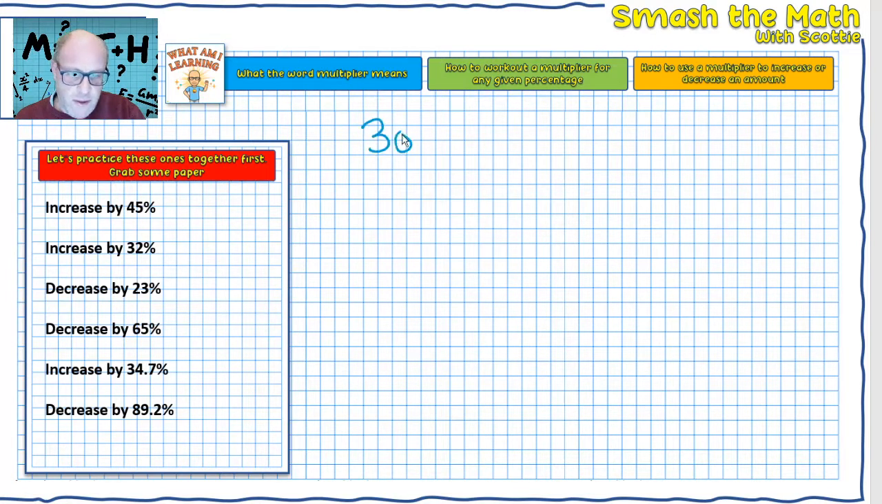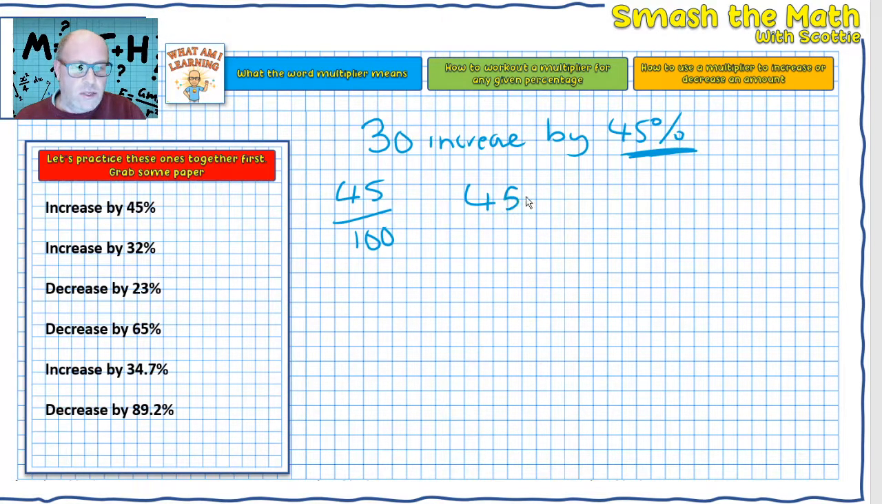So I'm going to take 30, and I'm going to increase this by 45%. Okay, so the first thing I do, right, is I work out what my multiplier for 45% is. So remember, I divide that by 100. Okay, or I shift it 2 places. 1, 2. So my multiplier for 45% is 0.45.